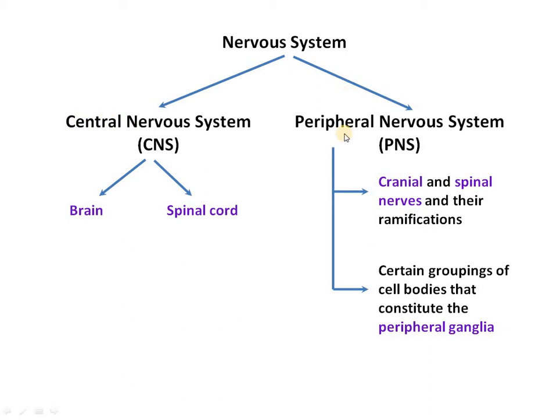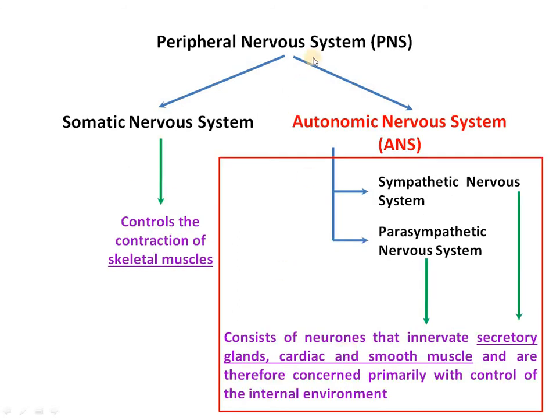The nervous system is divided mainly into two parts, that is the central nervous system and the peripheral nervous system. The peripheral nervous system consists of the cranial and spinal nerves and peripheral ganglia. Functionally, the peripheral nervous system consists of the somatic nervous system and the autonomic nervous system. The somatic nervous system controls the contraction of the skeletal muscles, whereas the autonomic nervous system consists of the sympathetic and parasympathetic subdivisions, which are responsible for controlling the activities of different secretory glands, cardiac and smooth muscles, and therefore they are primarily concerned with the control of the internal environment.